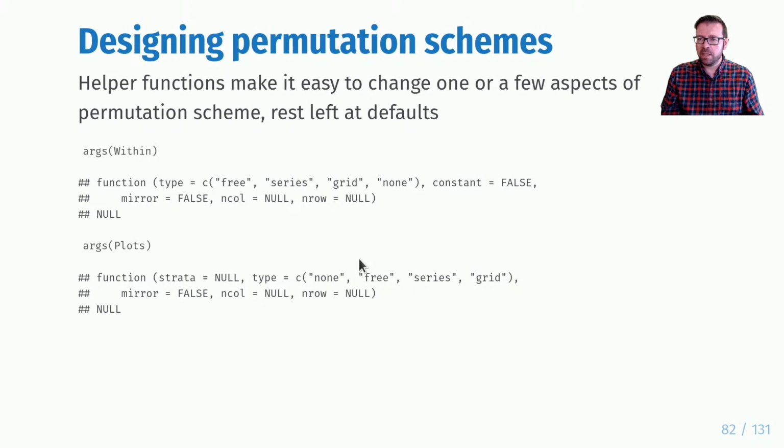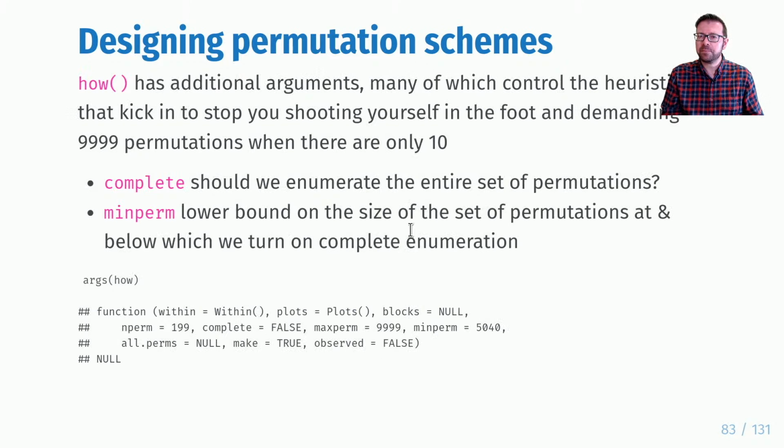And so you see that within has things like constant, mirror, the number of columns and rows if it's a spatial grid. But if you don't want to change any of those, you just want to tell it that you want to use time series, then you can just fiddle with the type argument, yeah, and leave the other ones at their default. So you only need to change the things that you need to change, and that's the reason for using these functions to set up your permutation design. Okay.